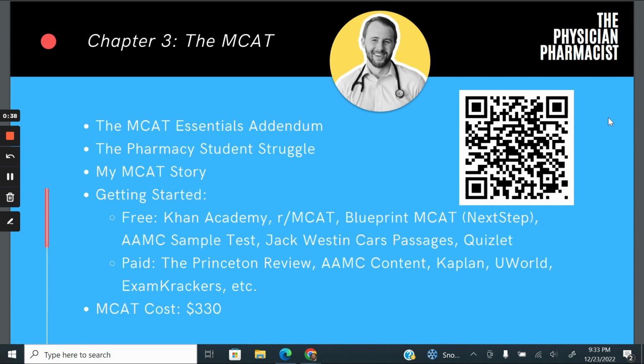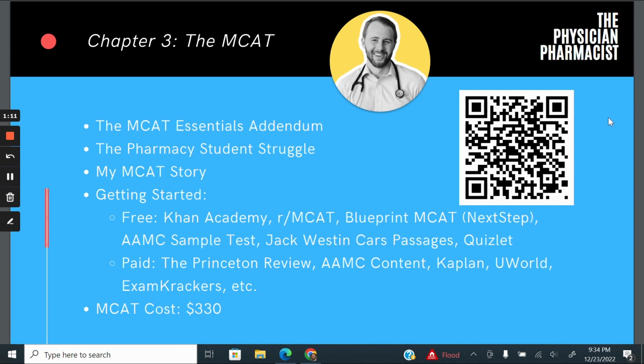So, one of the things I recommend prior to getting your feet wet with the MCAT is to take a look at the MCAT Essentials Addendum. This is something that's posted by the AAMC and AMCAS every single year, and there's a most updated version. You can take a look at the QR code right there on the right-hand side and link out to check out that resource. It's going to have a lot of good information about when you should apply, when you should register for the MCAT, and what resources you should consider.